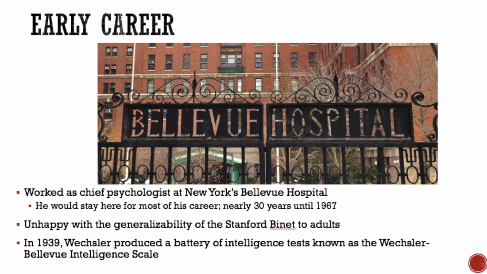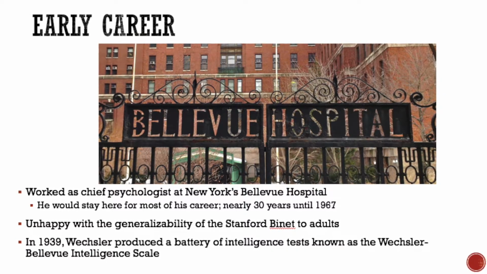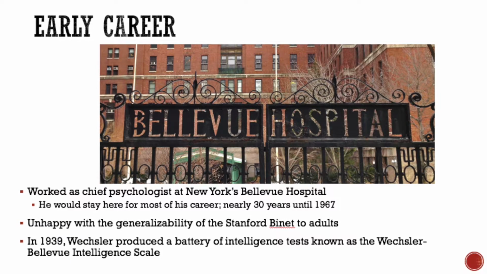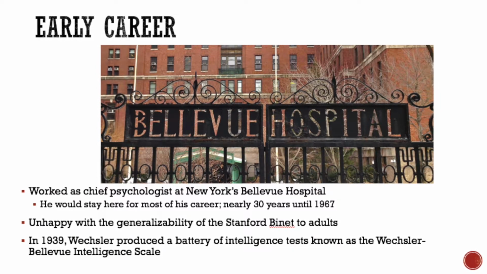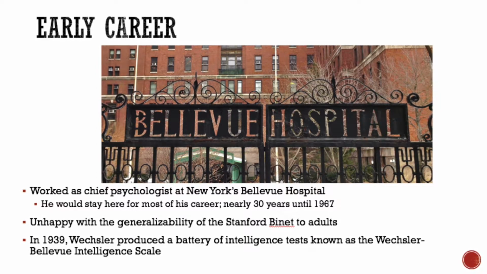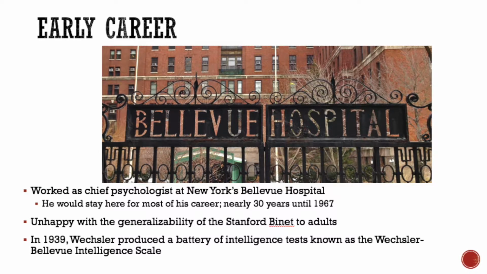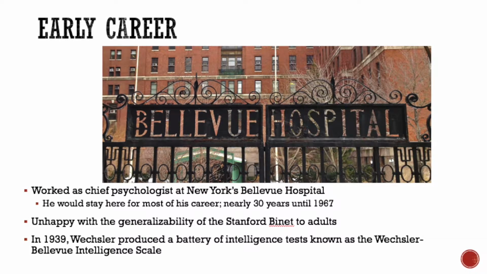Previously, mental age couldn't be extended beyond 18 with the battery that he was using. So he defined normal intelligence as the mean test score for all members of an age group. This way, the mean could then be represented by 100 on a standard scale.